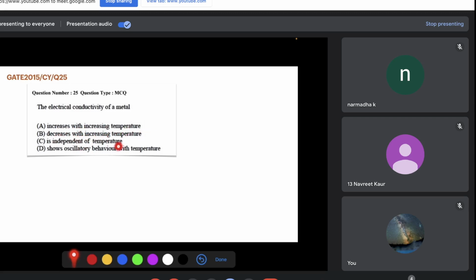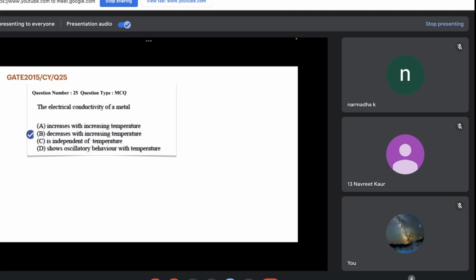Is independent of temperature, it is saying that there will be no effect of temperature, but this is not the case. It shows oscillatory behavior with temperature in the conductivity. So if we are talking about the conductivity, conductivity doesn't show oscillatory behavior, but it decreases with increase in temperature. Okay, so the correct option is B.